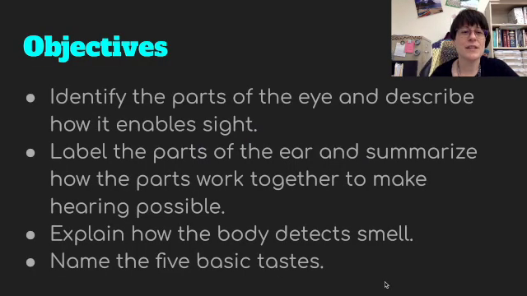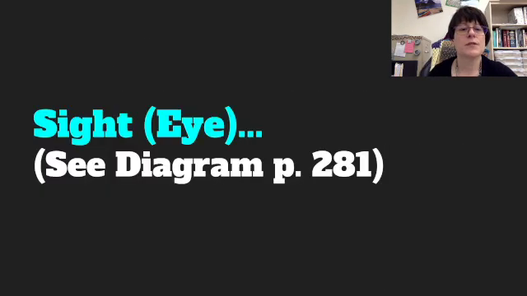Our objectives for today's video are to identify the parts of the eye and describe how to enable sight, label the parts of the ear and summarize how the parts work together to make hearing possible, and explain how the body detects smell, and name the 5 basic tastes. So first, let's talk about sight in the eye, and there's a diagram in your book on page 281.